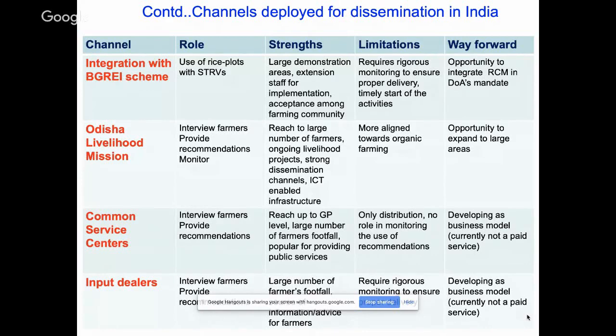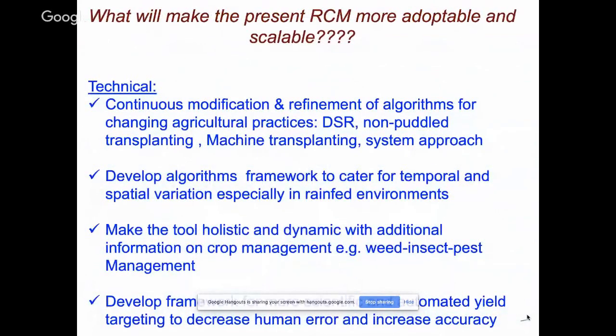We have been thinking of what can help to make Rice Crop Manager more adoptable and also scalable. What we think is that it is a continuous process, and because it is digital, it is easy for us to make it more dynamic, but we also need research that has to take into consideration the present conditions. For example, the stresses that are coming, the disease outbreaks, everything has to be considered. So we need a continuous modification and refinement of the algorithms for changing agricultural practices.